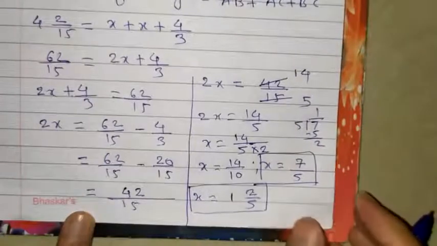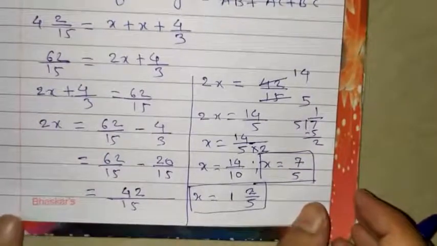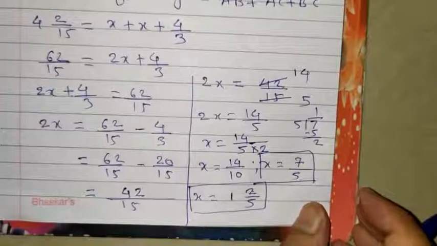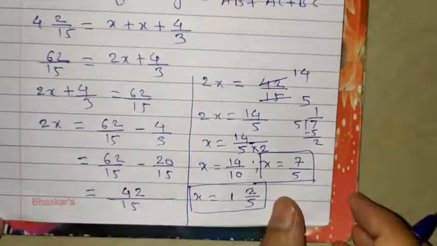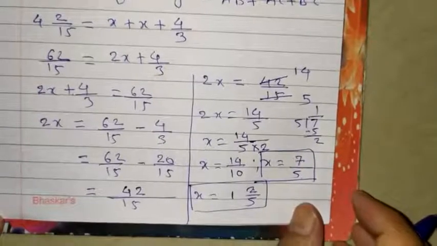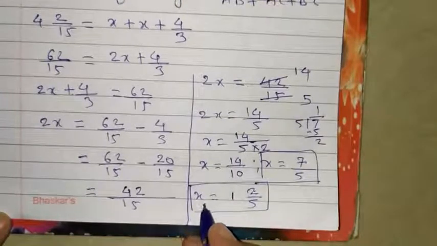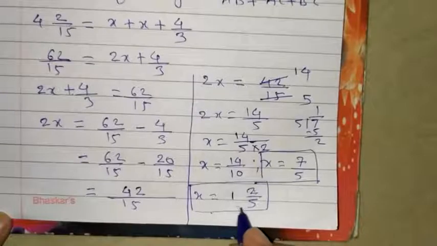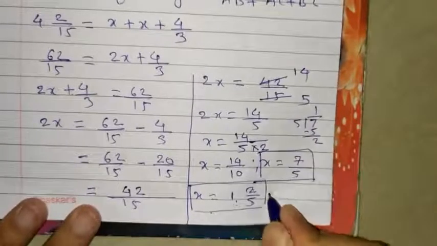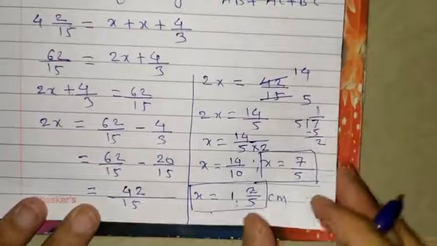1 2 upon 5. This is the value of x, because in this question we are assuming the length. So at the last you can write, the length of either of the remaining equal sides is 1 2 upon 5. Here one thing again, you have to write centimeter here, that I forgot.